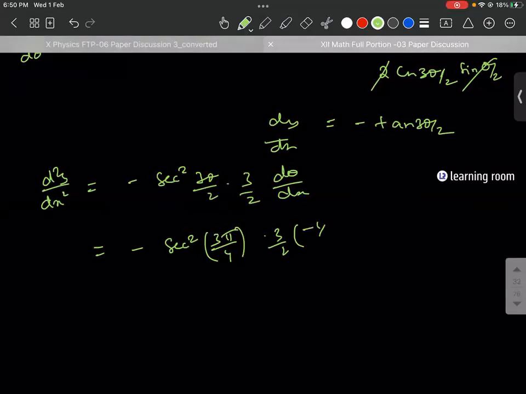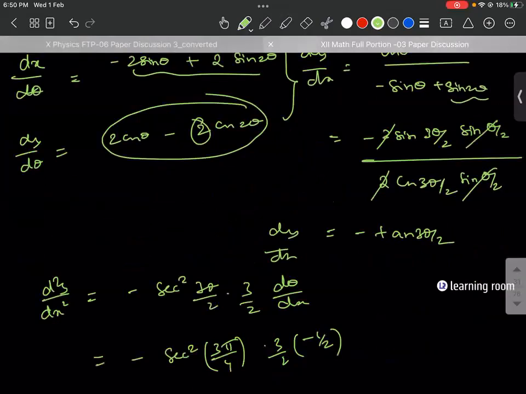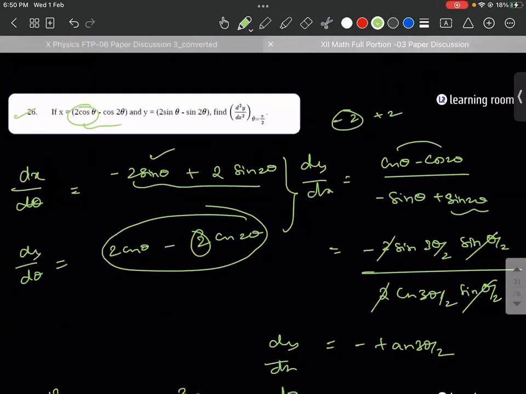But if it is minus half, then how are we getting the final answer as minus 3 by 2? Sir, I didn't get minus half, sir. How much did you get? Sir, in the d theta by dx, I substituted as 1 by 2 of sin 2 theta minus sin theta, sir.